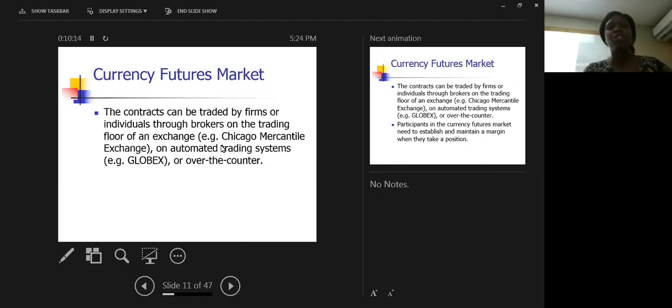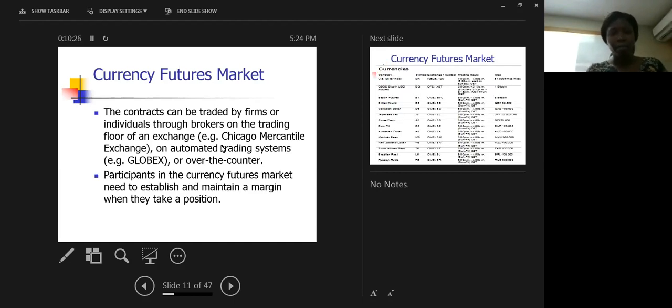Right, so it can be traded by firms or individuals through brokers on the trading floor of an exchange, on automated trading systems, etc. So it has to be on margin. Once it's an organized exchange, it has to be on margin, right?